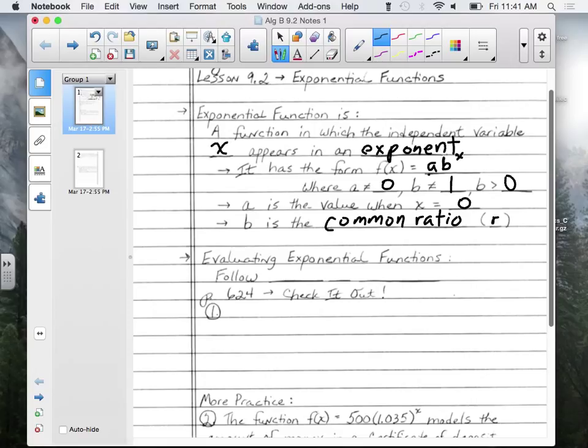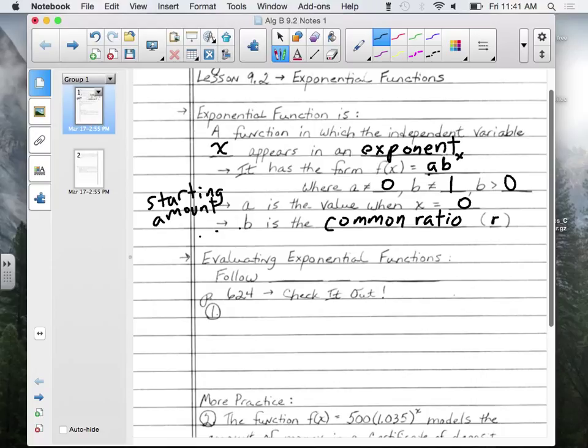What is a sub 1? The first number. So we could say A is always going to be our starting amount. Let's put that in our notes. You can count on A being how much it starts at, like yesterday's activities.